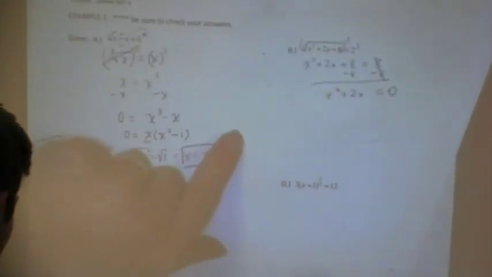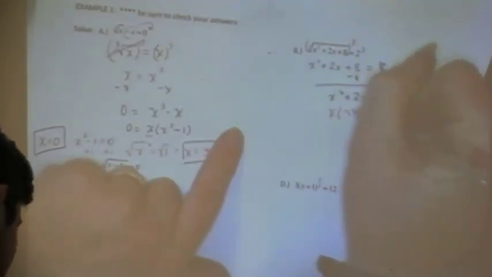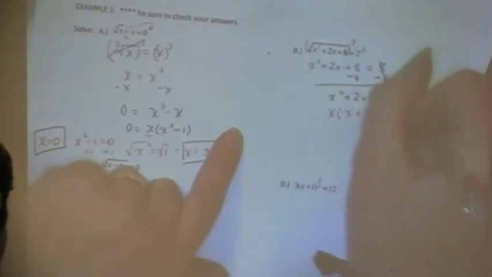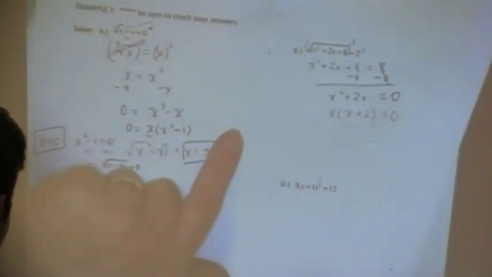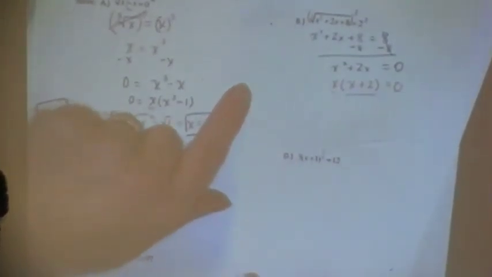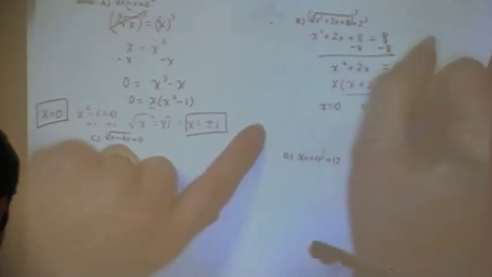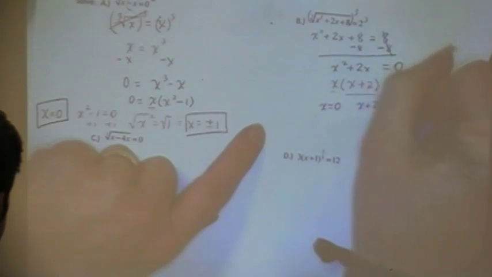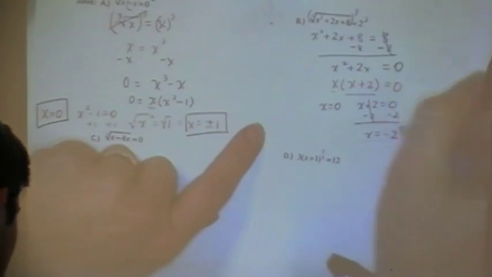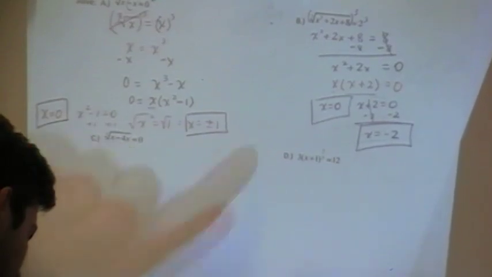Looks like it has a GCF of x. If I factor out an x from x squared, I'm left with x. Factor out an x from 2x, and you're left with 2. And now I have 2 factors. Once you get to something in factored form, you can set each factor equal to 0. So I have x equals 0 and x plus 2 equals 0. Subtract 2 from both sides. So x equals negative 2. So this one has 2 answers.